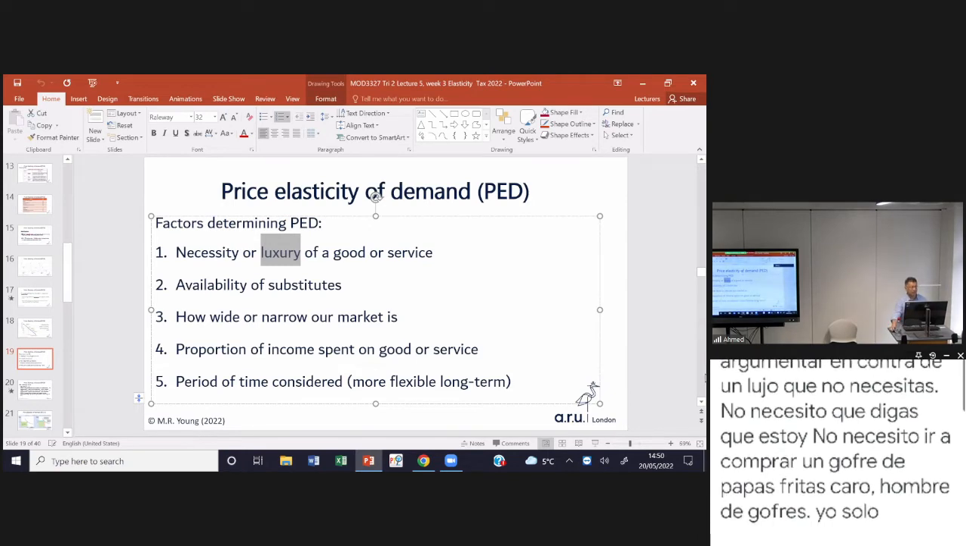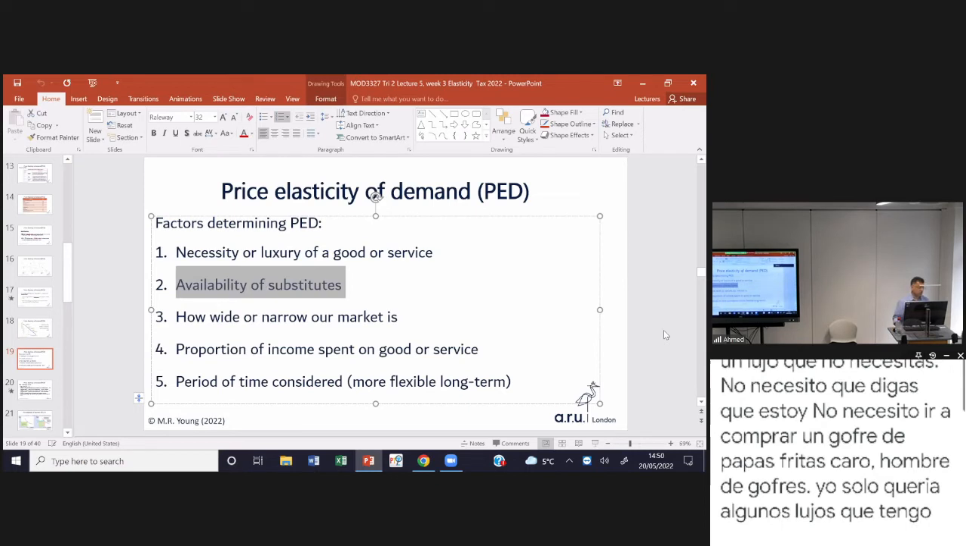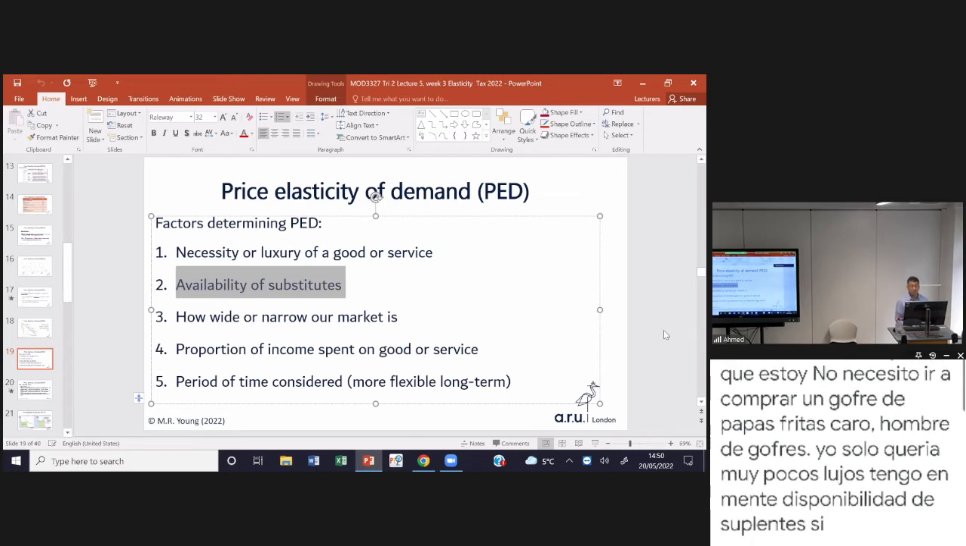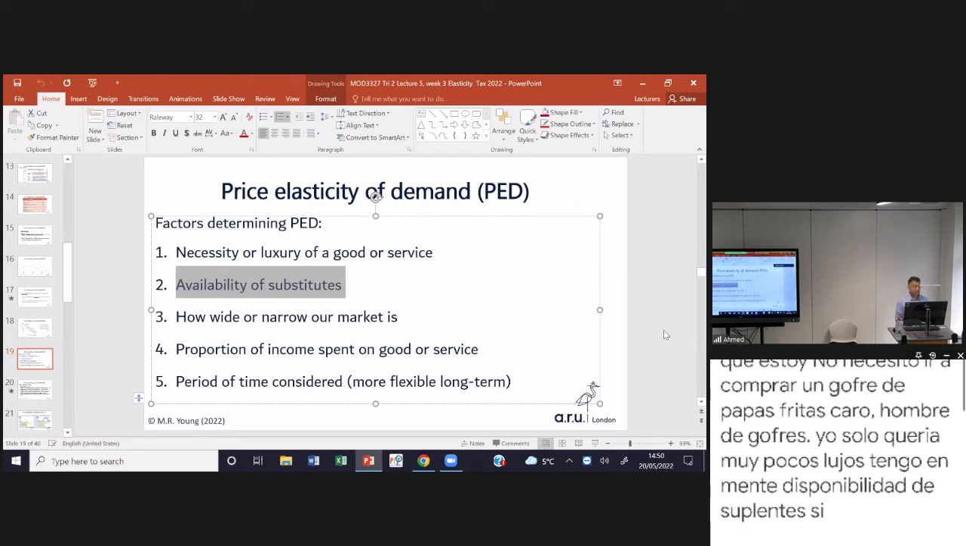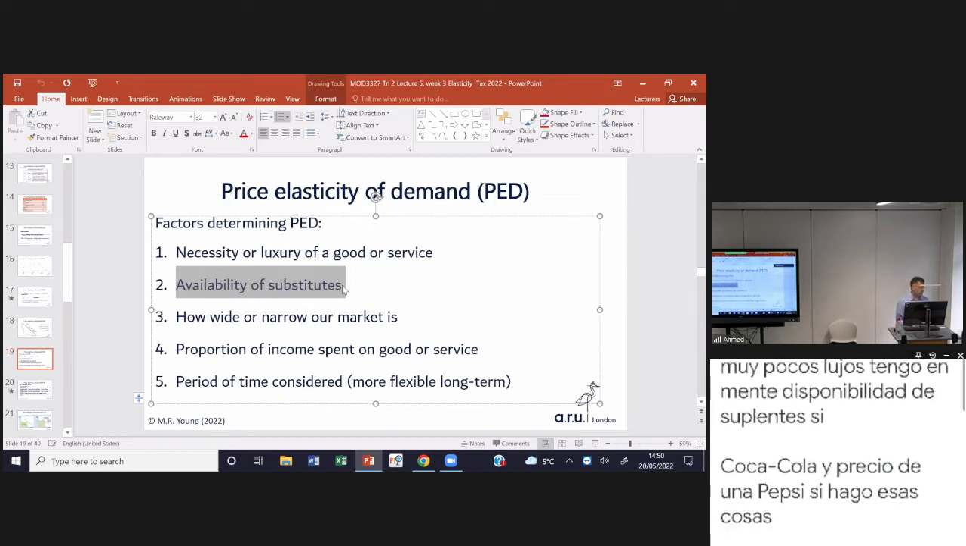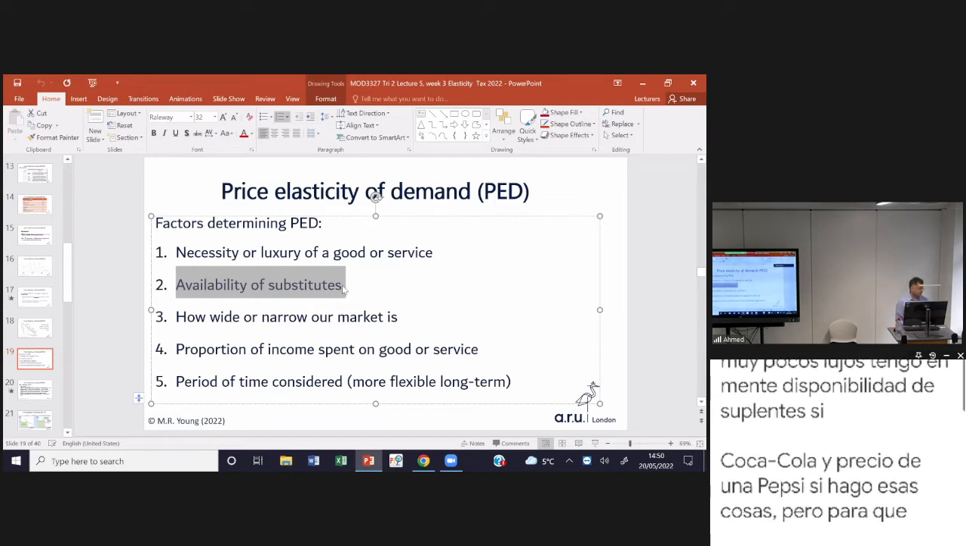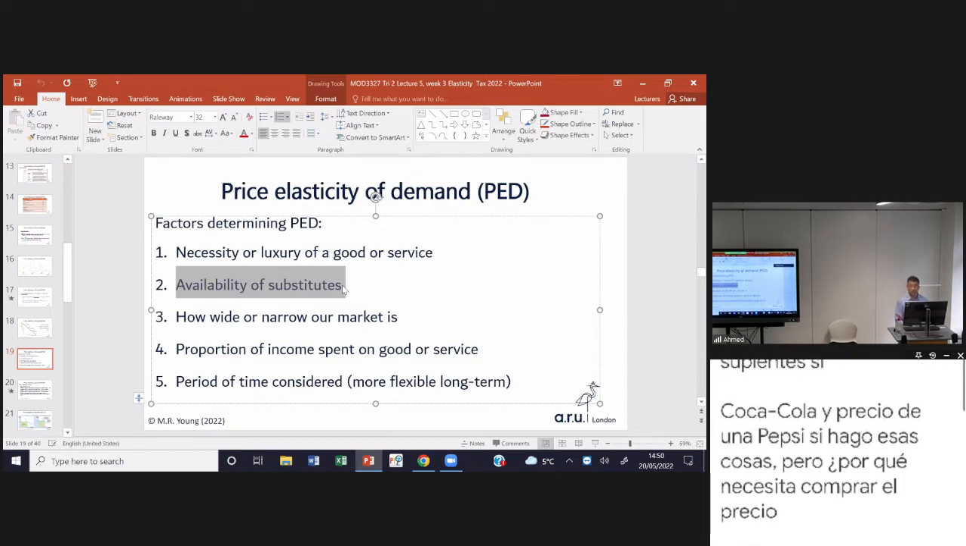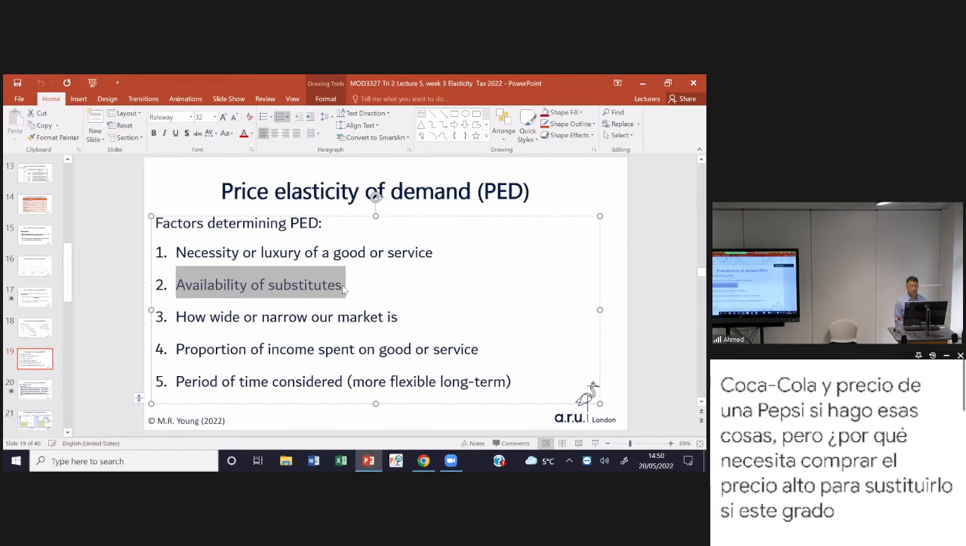Availability of substitutes. If Coke goes up in price, I'll buy Pepsi, if I drink those things. Why do you need to buy the one at a high price if there are substitutes for it? If this degree goes up from 9,250 a year to 15,000, there are many substitutes at 9,250. Why would you come there?